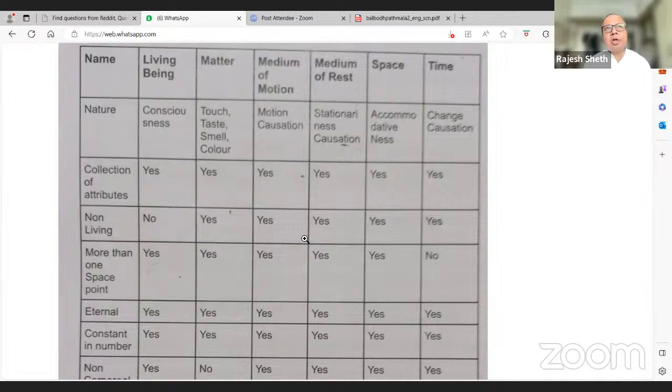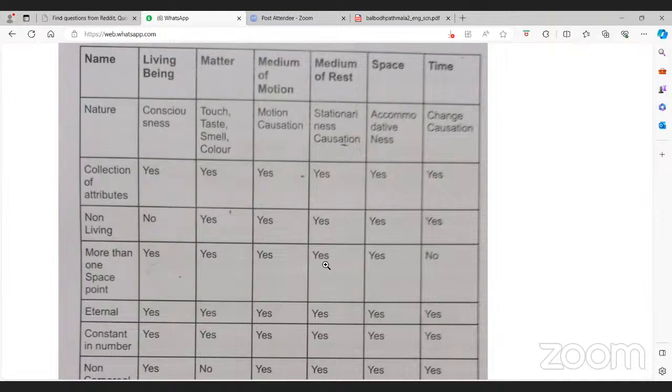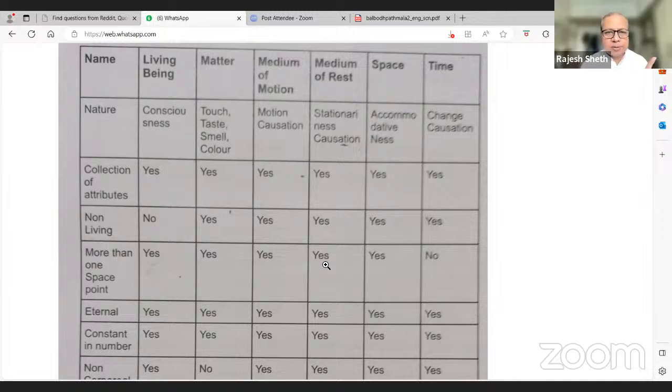So all the substances are moving because of the medium of motion. All the substances are at rest because of the medium of rest. All the substances occupy a space because of the space substance, and all the substances are undergoing change because of time. Okay. All the substances have more than one space point, only time has only one space point. So one unit of time is an independent substance, and it occupies one space point only.